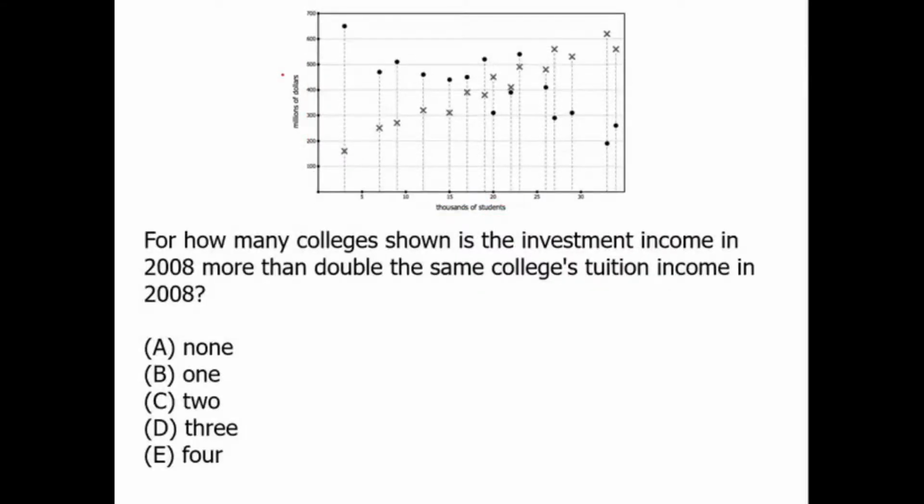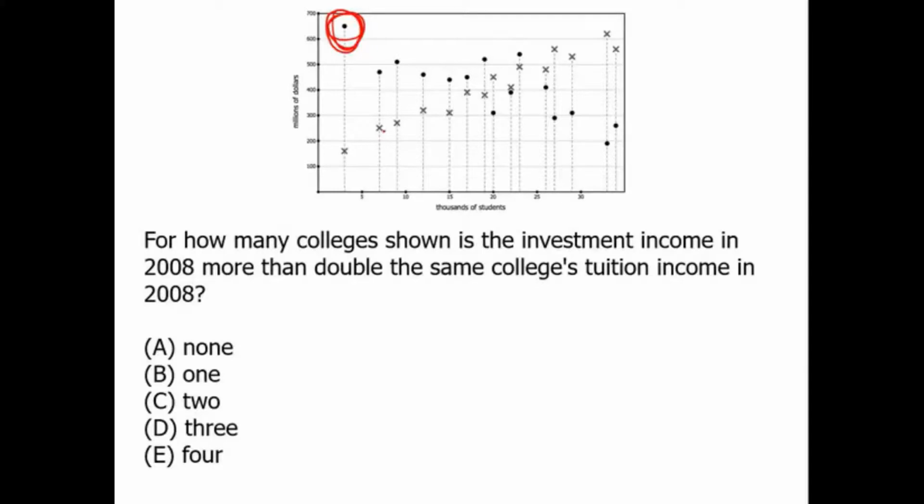For how many colleges shown is the investment income in 2008 more than double the same college's tuition income in 2008? All right, so in other words, in how many colleges is the height of the dot more than twice the height of the X? Well, certainly this first college, look at this one. The tuition income looks like it goes up to about 160 million. Double that would be about 320, and the dot is way, way above that. So clearly, this is one college in which investment income is more than double the tuition.